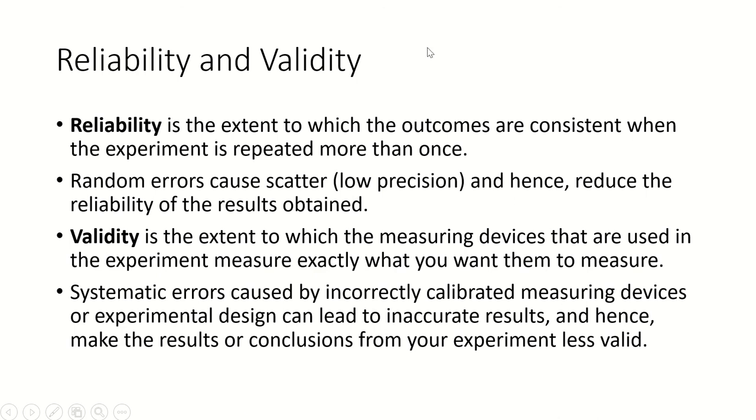So hopefully that gives you a bit of an idea about random errors and how they link to precision. Random errors cause scatter, which leads to low precision, and precision and random errors relate to reliability. And then systematic errors can cause inaccuracies, and if there are inaccuracies, then your experiment is less valid. So that's how they all link together.